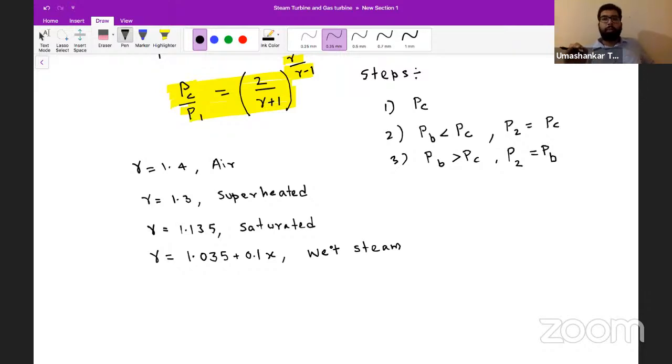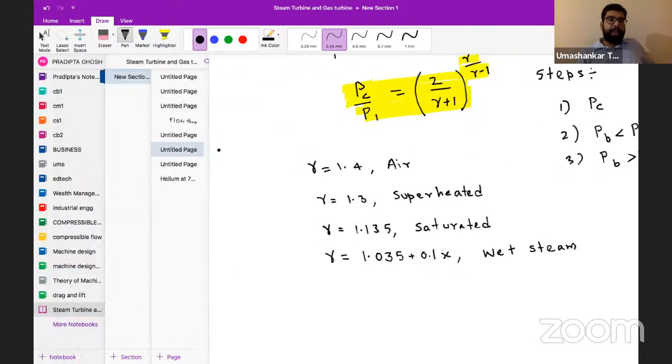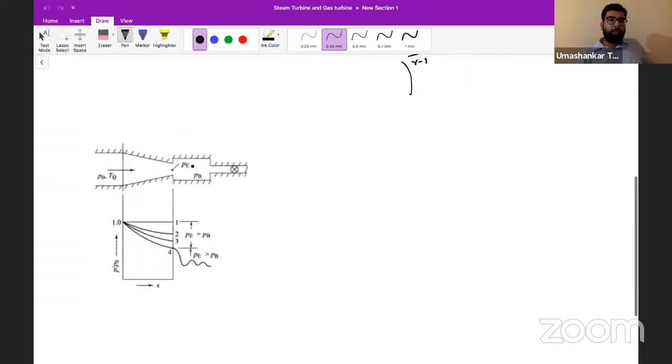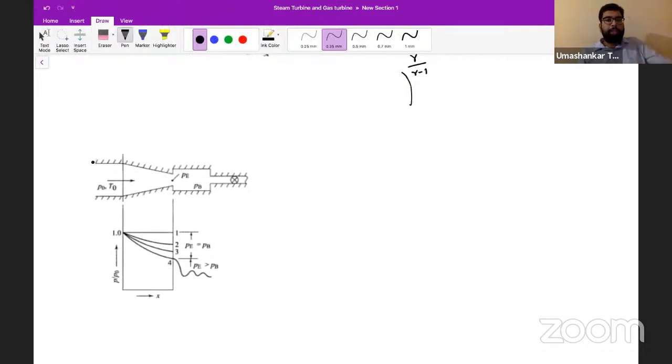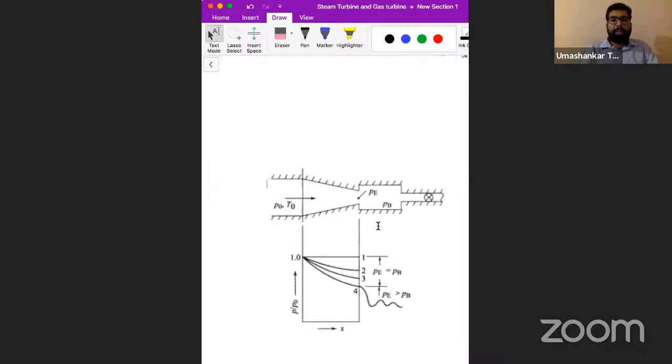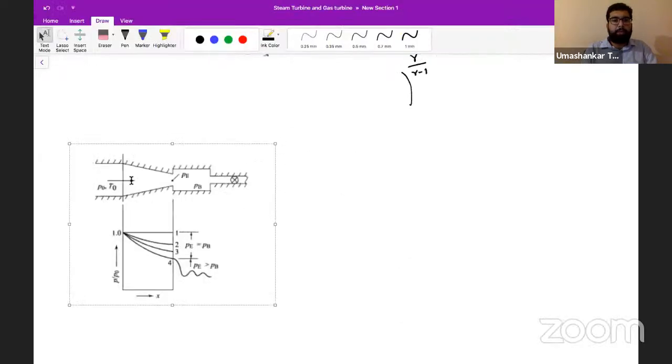So you first have to identify the value of PC. Then you can do like this. So here we have seen, if you follow some books, you will see some of the diagrams like this.